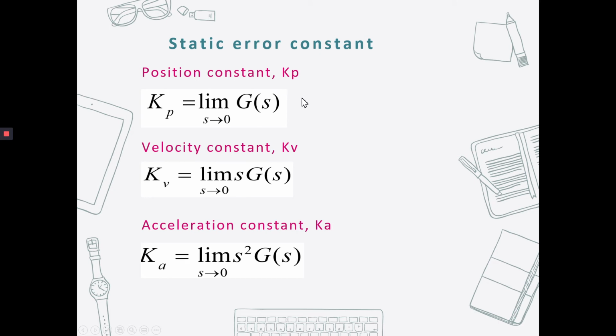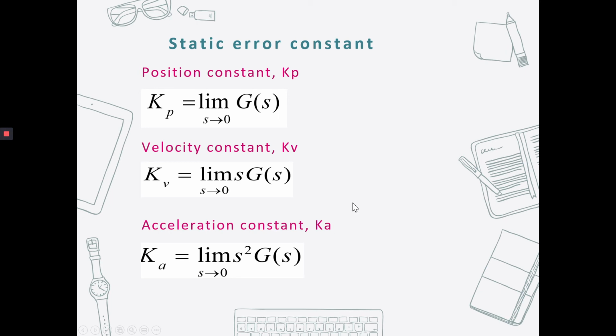The next one is velocity constant, which we label as Kv, where the formula is the limit of sG(s), where s is approaching 0. So Kv will have a constant value for type 1. And the third one is acceleration constant with label Ka, and the formula is the limit of s squared G(s), where s is approaching 0. Acceleration constant Ka will have a constant value for type 2.